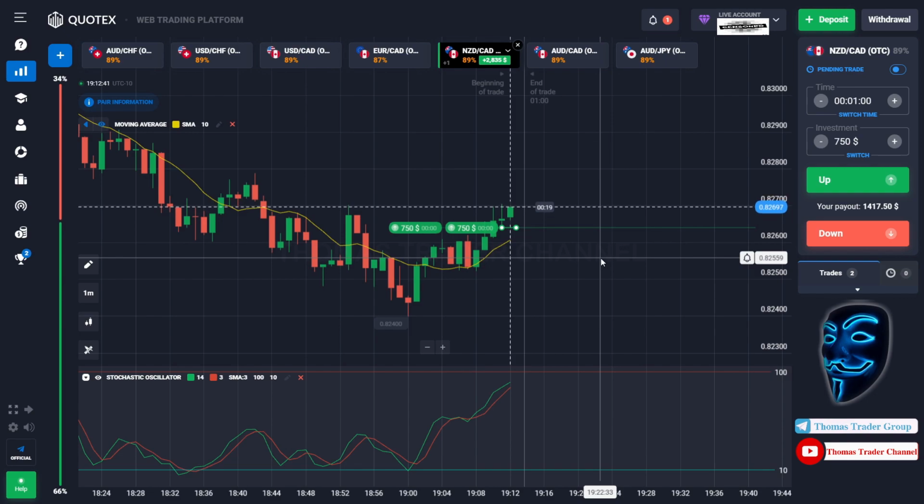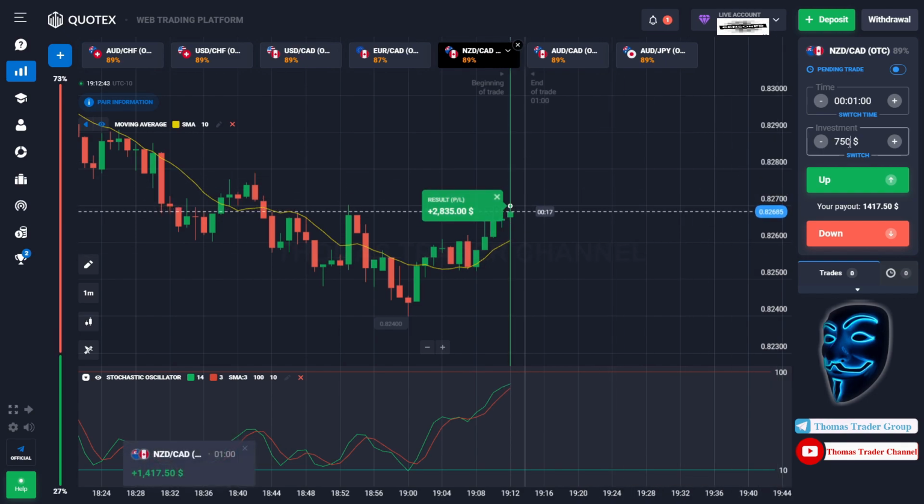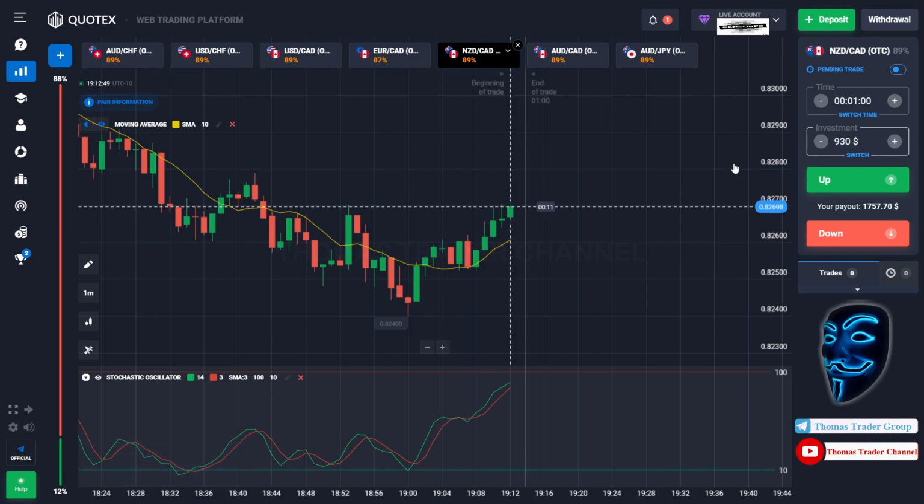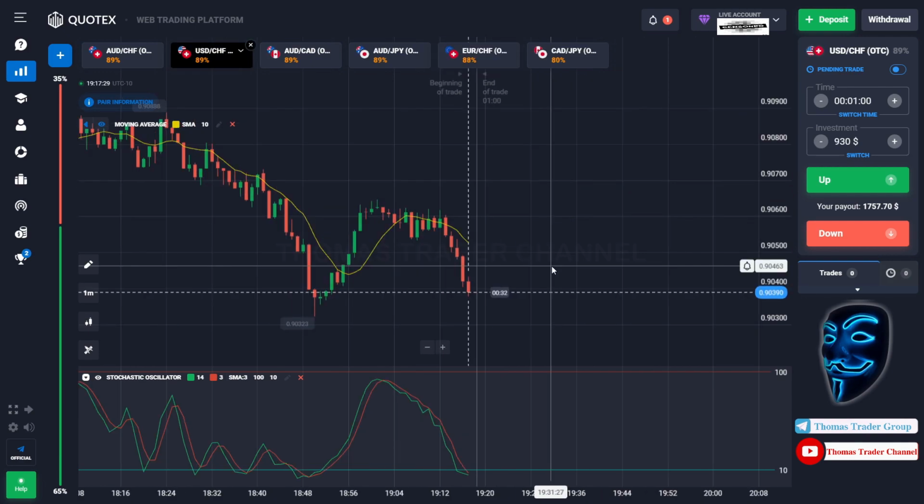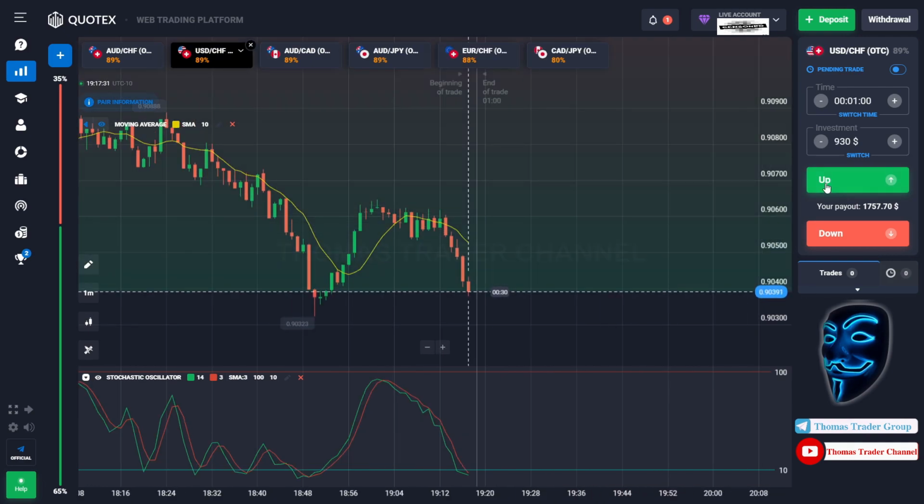We made a right prediction over here. We made a profit of $2,800. Let's divide it into three. We will open three positions of $930 in the next open position. And over here we can open buy for 1 minute.